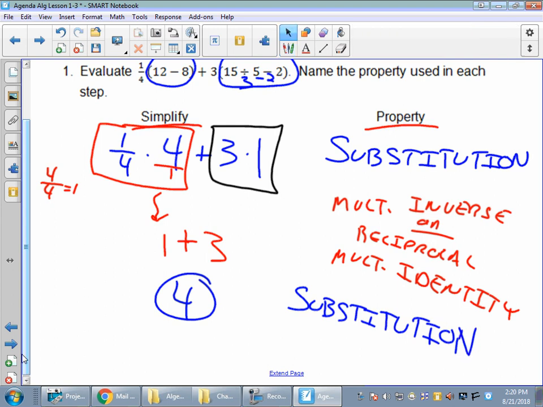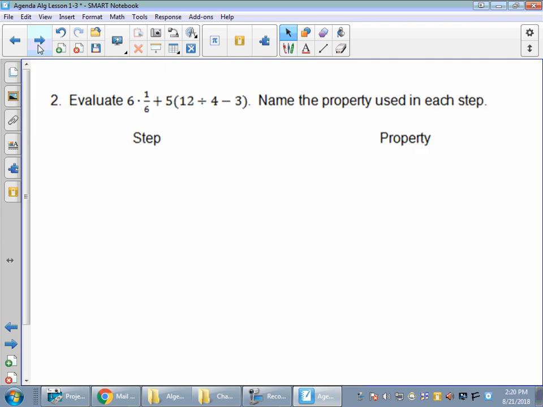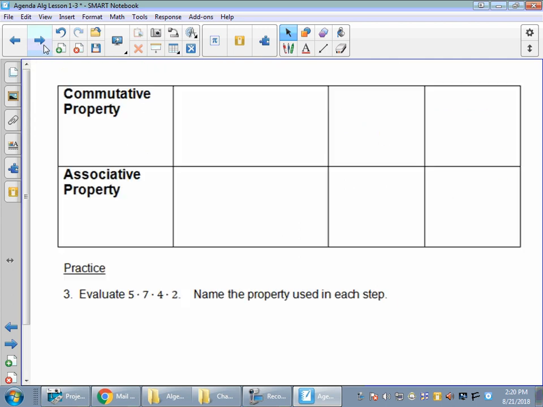Okay? So I know you don't like to do this, and you can fly through it with your calculator. I understand that, but I'm going to ask you to do it, and we're going to stop and think about what property we used to get each response. Okay? So we're going to skip number 2, and we're going to move on to a couple more properties. These are our last 2 for the day.